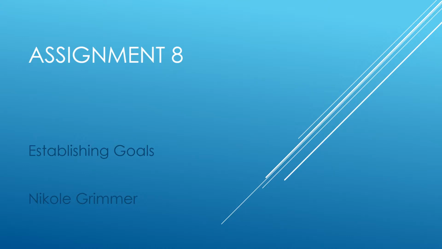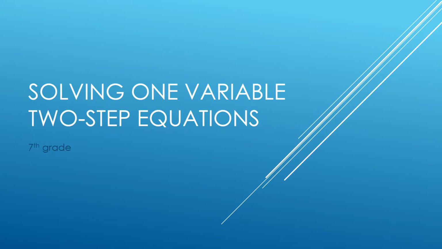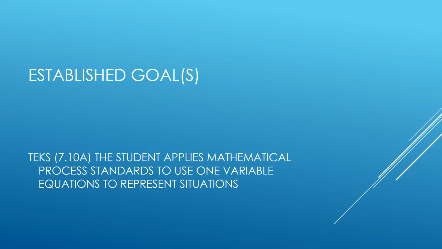Okay, the lesson I decided to use for the backwards goal implementation was for 7th grade, solving one variable, two-step equations. The established goals for this lesson would be the student applies the mathematical process standards to use one variable equations to represent situations.